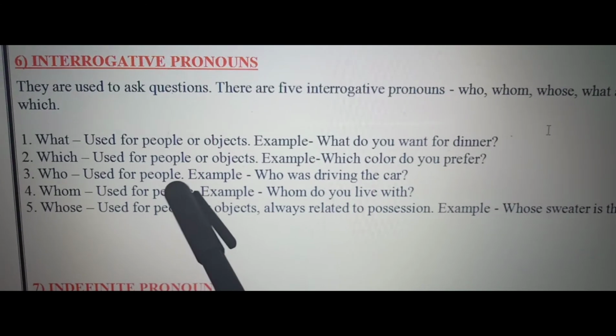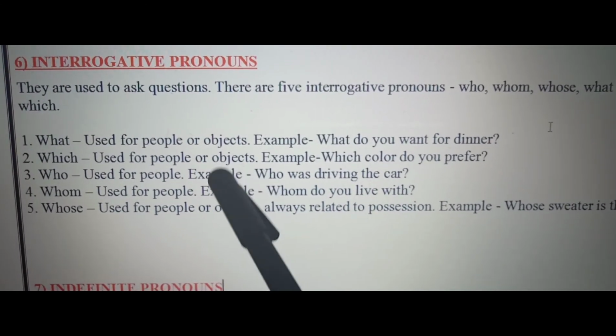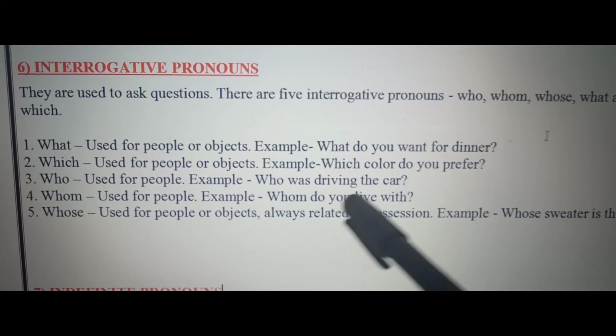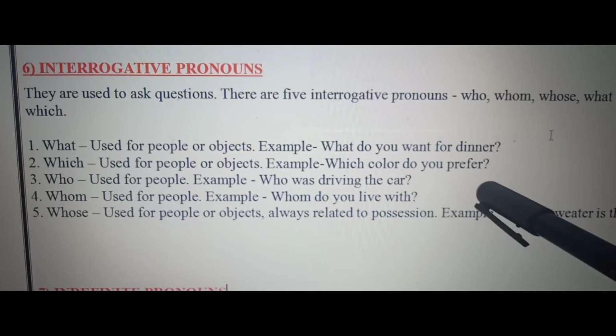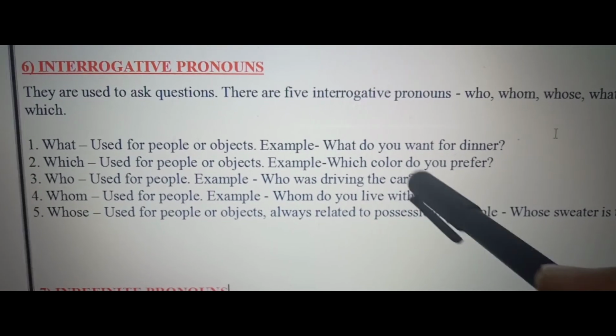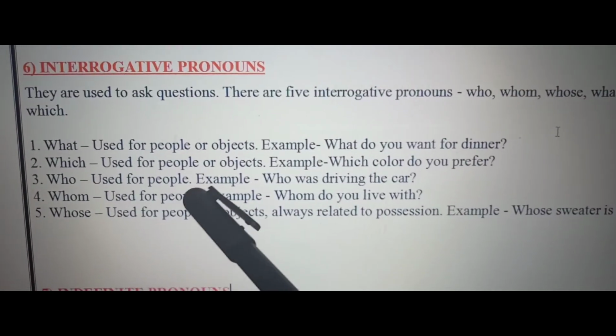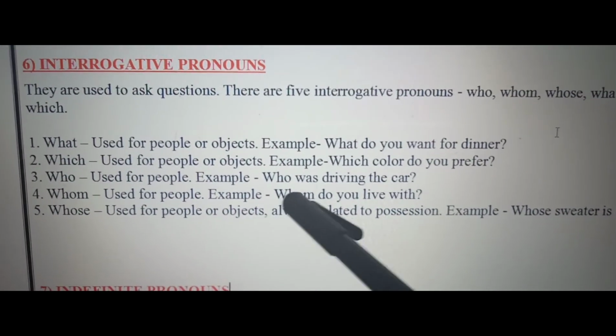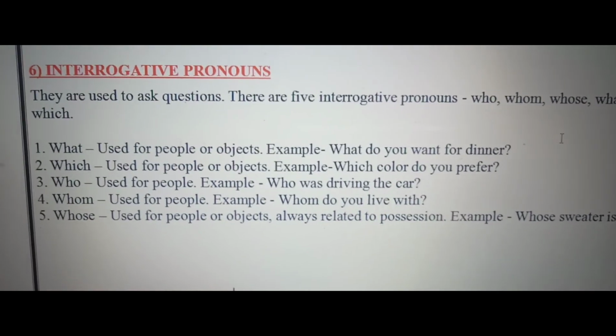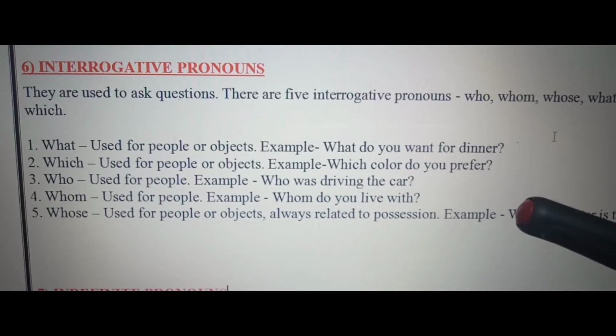Now which is used for people or objects. Again, which is also used for people or objects. Which color do you prefer, right? So here it is used for color. Who is used for people in a sentence. Who was driving the car? Now we are asking who was driving the car. It is a person only, right?